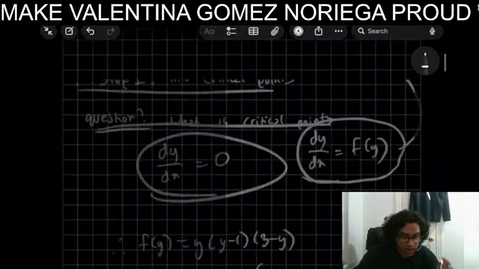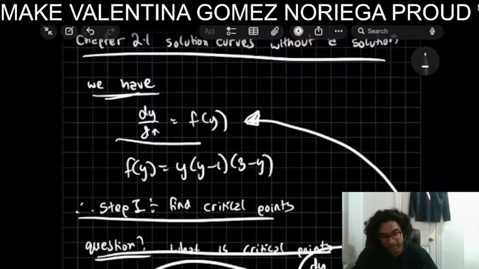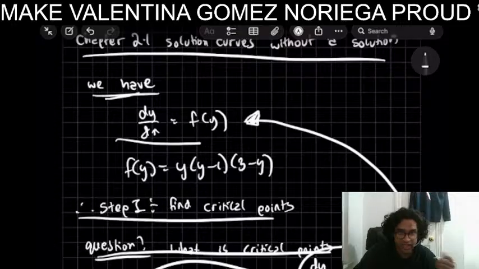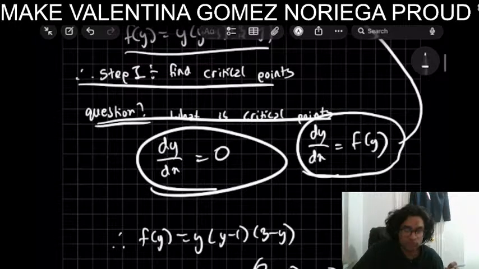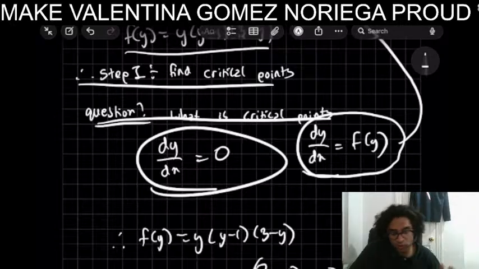So what we did so far was we were given the first order differential equation as f of y. We saw the f of y equation. So we will find the critical points. To find the critical points, we consider dy by dx equal to 0. Only then can we find all three y's, right? So we found y is equal to 0, y is equal to 1, y is equal to 3.